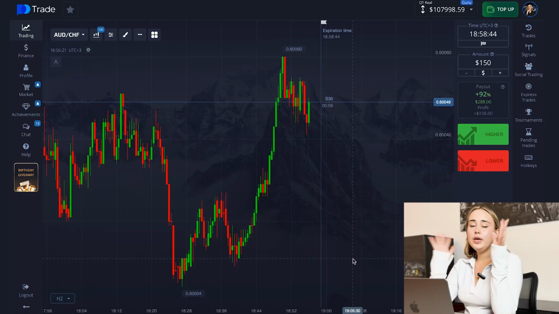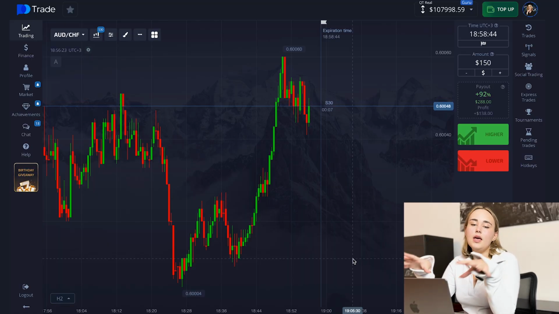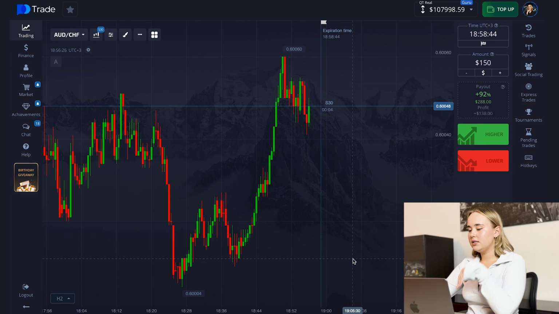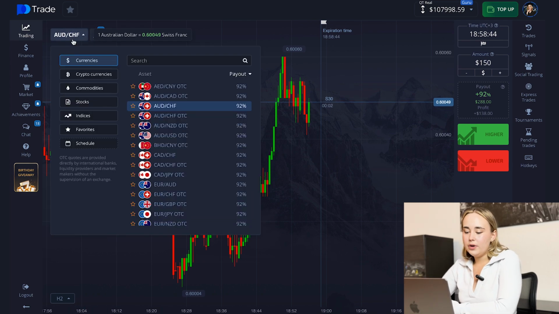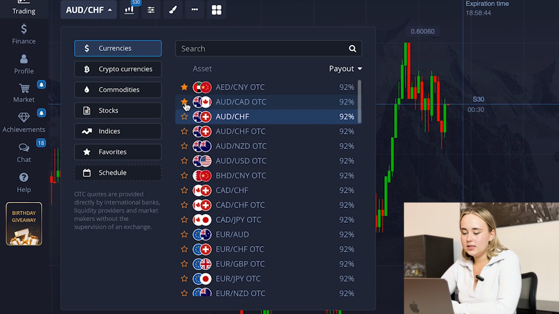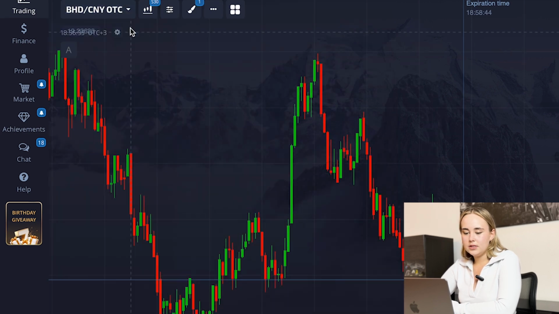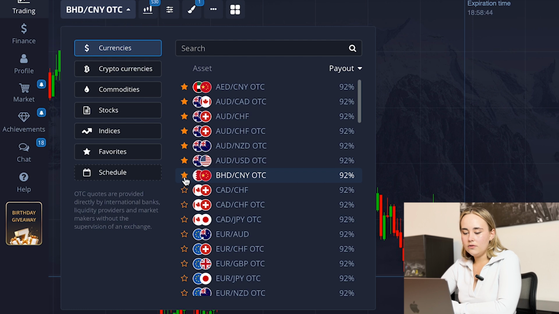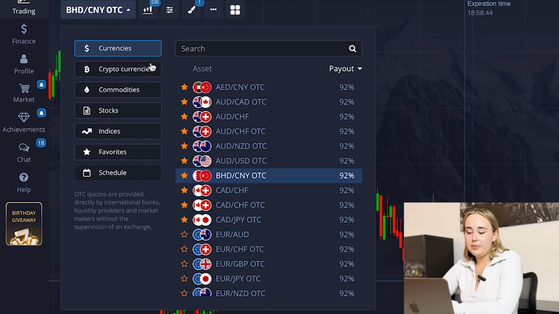So we are going to start with setting up the platform just for us, as usual. We start with choosing assets, as always, as many as possible to fit on the screen, and of course make sure to choose the assets with the biggest payout.